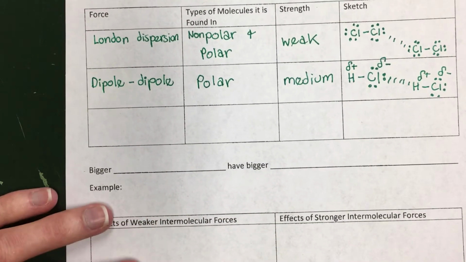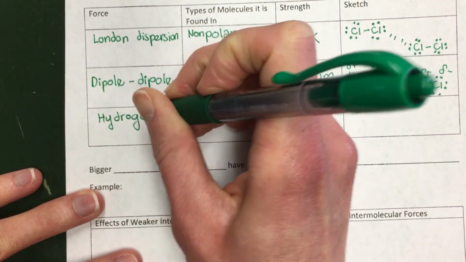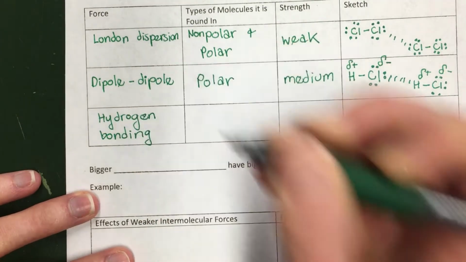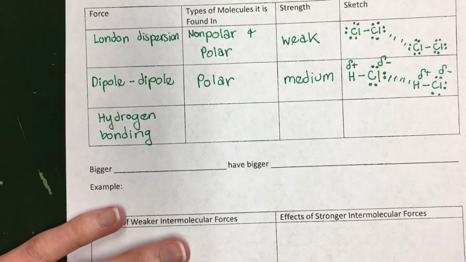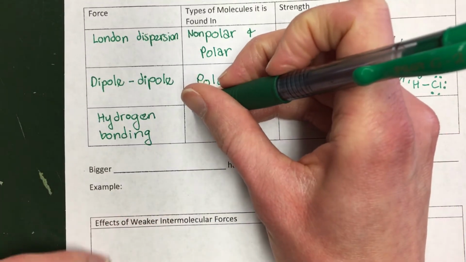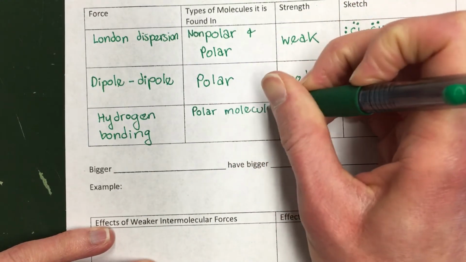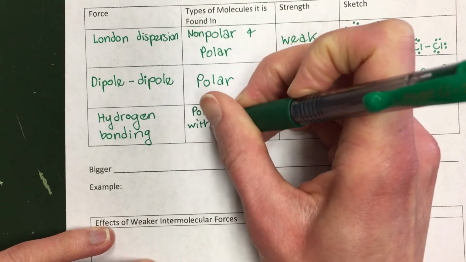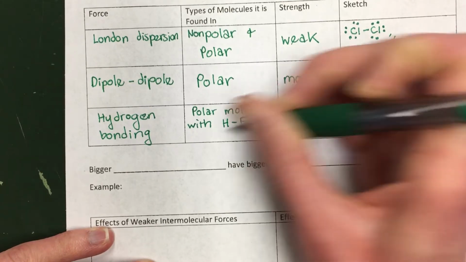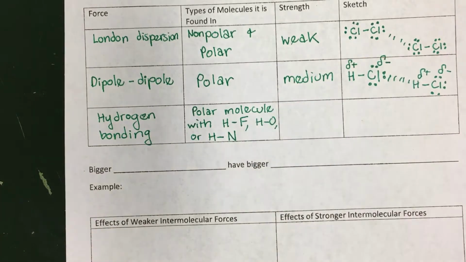Okay, the last type of force is called hydrogen bonding, and you might have heard of this before. It's kind of confusing that we call it hydrogen bonding because it's not really a bond, it's just an attractive force. But it is found in certain types of polar molecules, specifically those with one of these three bonds: H bonded to F, H bonded to O, or H bonded to N. So you can remember F-O-N, like fawn.